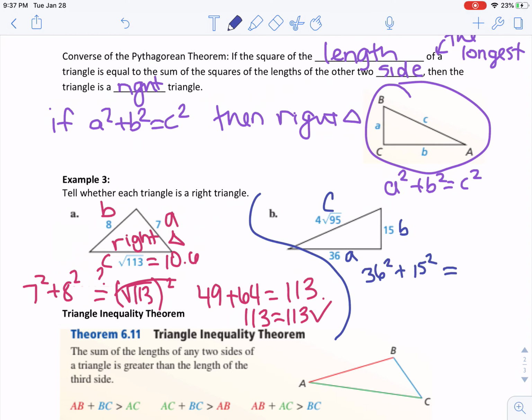Well, 36 squared, that's 1,296. 15 squared is 225. And that adds together to give you 1,521. 4 square roots of 95 squared is 16 times 95, because the square root of 95 and the square are going to cancel, and then 4 squared is 16. And that gives you 1,520. And see, those are not equal, so this is not a right triangle.